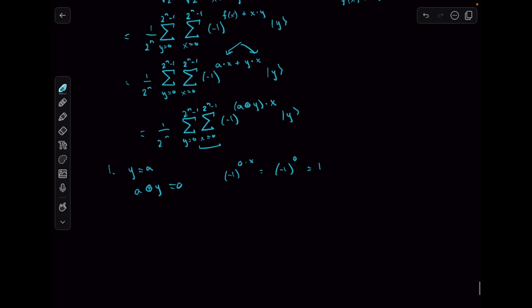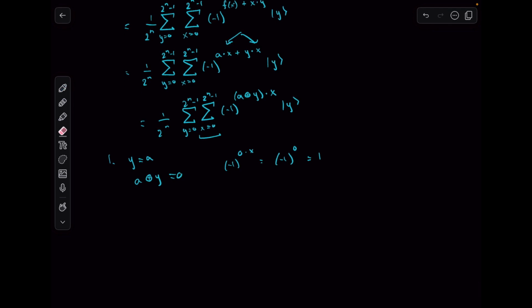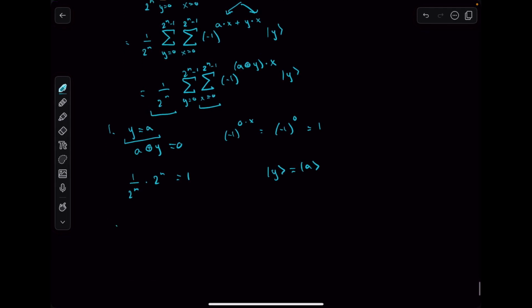And what ends up happening is we sum 2 to the n terms where each term has an amplitude of 1 over 2 to the n. So 1 over 2 to the n times 2 to the n is just 1. And this is actually already enough to tell us that the state that we're going to be left with is just y is equal to a, and we'll be complete. But to drill it in even further, let's examine what happens when y is not equal to a.